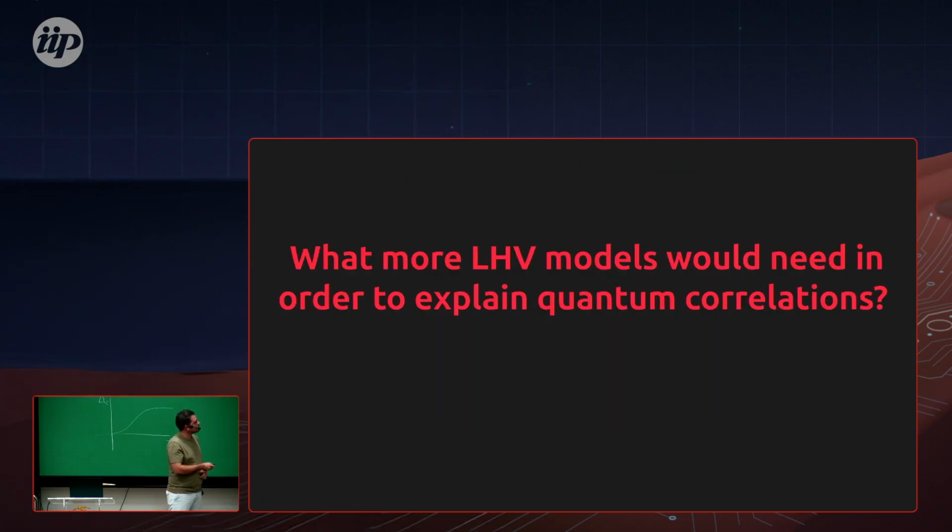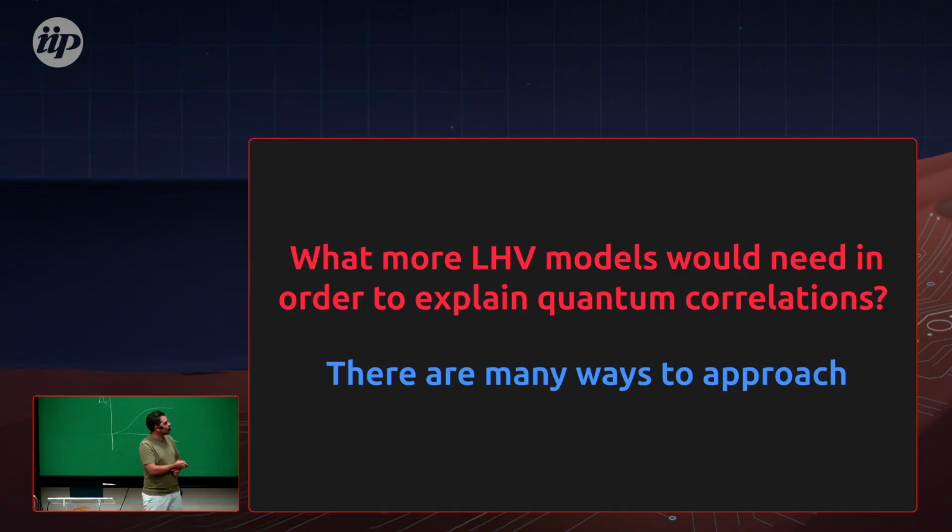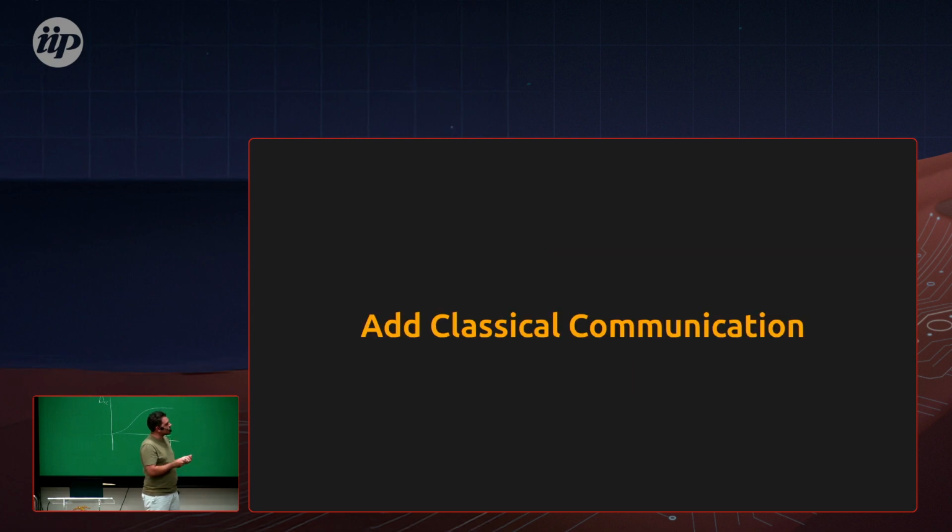So, a short introduction. And one possible question is, what more would these LHV models need in order to explain these correlations? As you have seen, you can violate the inequality, so it's not always the case that you have a model for the states, and you can ask what you could add. There are many ways to approach this question, and maybe the most famous way is to add classical communication to the scenario.